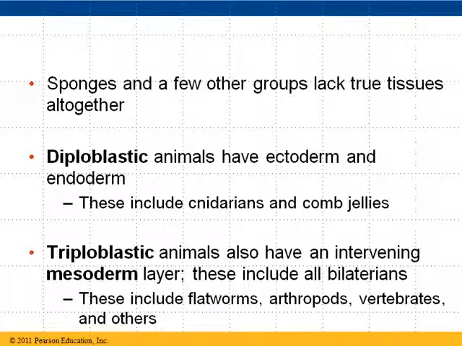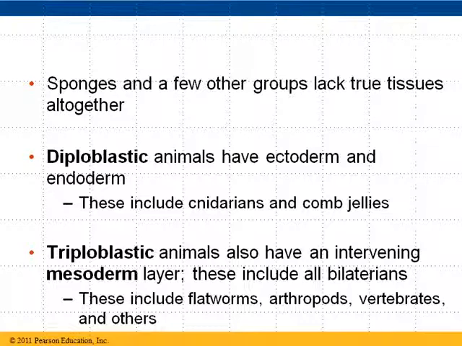If the creature develops from these most basic germ layers, the inner and outer, the ectoderm and the endoderm, we call that diploblastic. Diploblastic, di meaning two, so it has 2 germ layers, basically 2 layers of tissue that make up its body. These would include the cnidarians, such as jellyfish and sea anemones and comb jellies. So some of your most basic animal creatures are diploblastic. They only have the 2 germ layers.